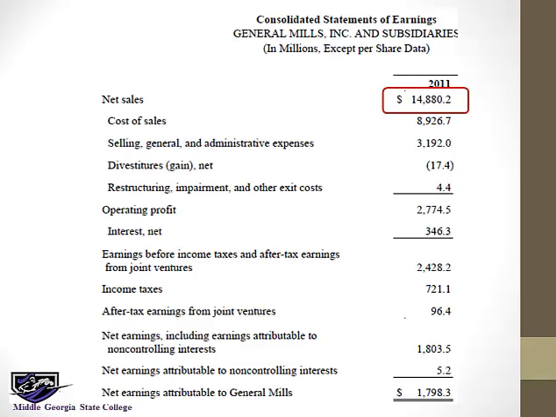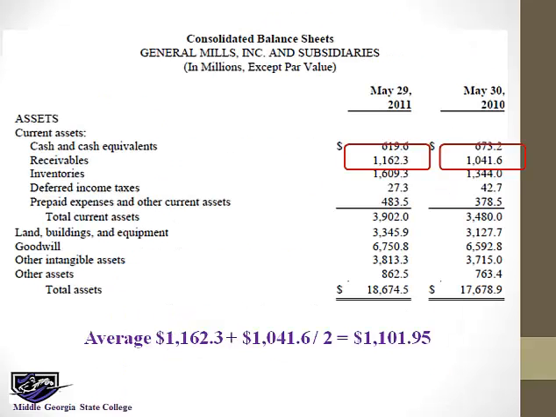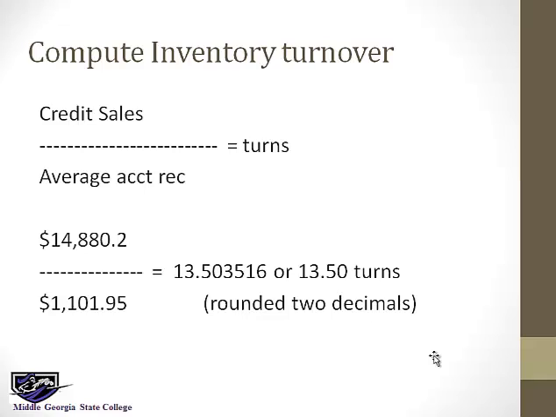There's net sales. General Mills doesn't give us their credit sales, so we'll use their net sales. Here's the beginning and ending accounts receivable. Ending of last year is the same thing as the beginning of this year. We add those two together and divide by 2 to get the average accounts receivable. So then we have our sales on top of our average accounts receivable, and we get 13.5 rounded.